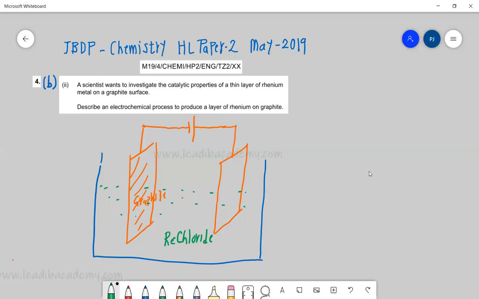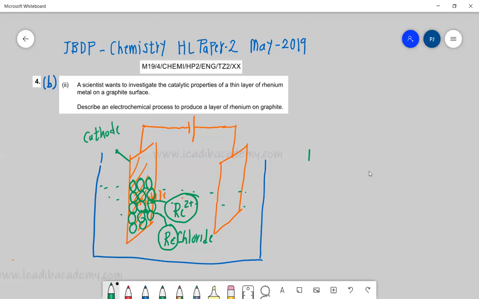Rhenium will get electrolyzed and it will travel to the cathode, and we will start getting deposition of rhenium. Simple. It is like Re2+ ions are getting deposited on the cathode. This is basically a cathode, and we start getting a layer.